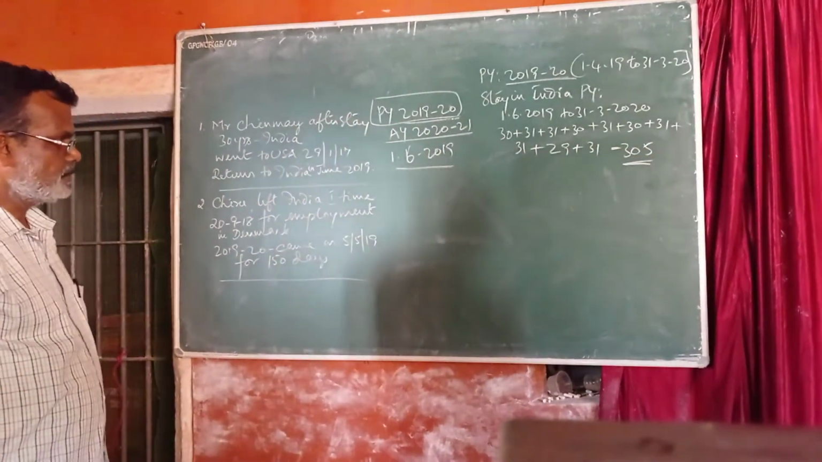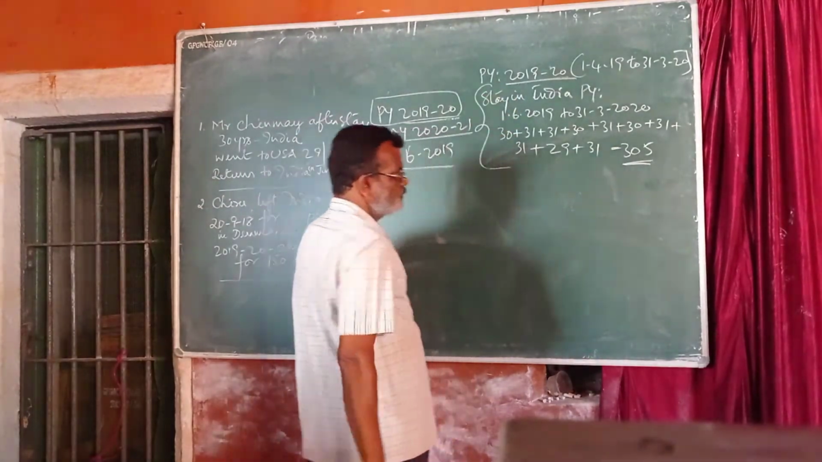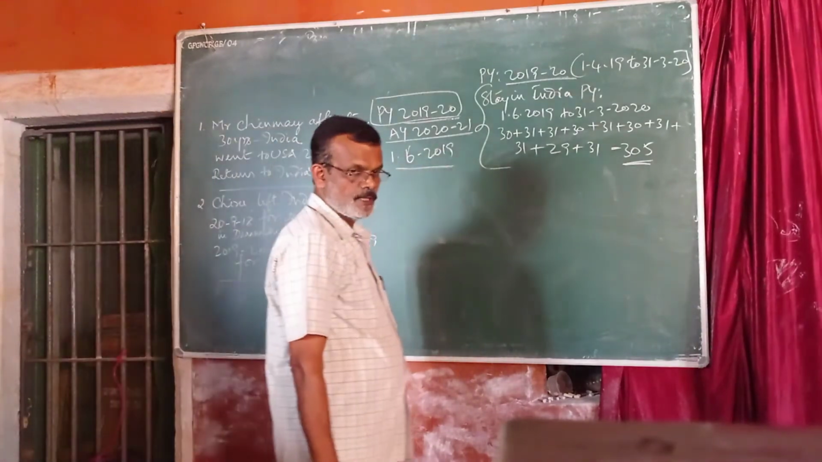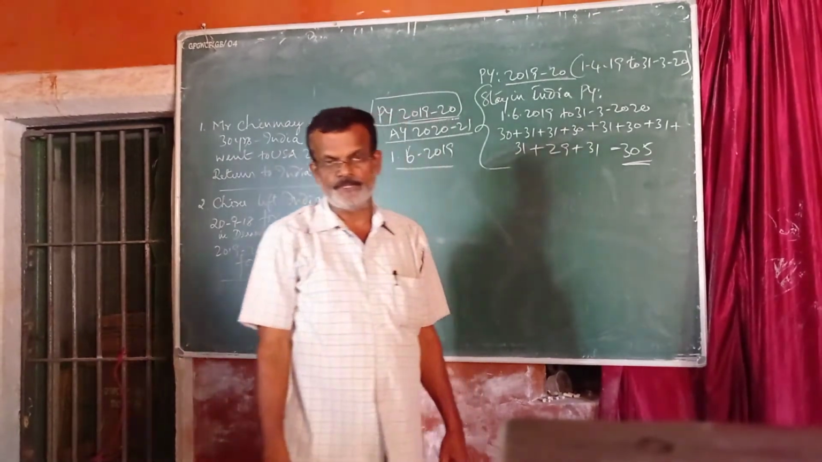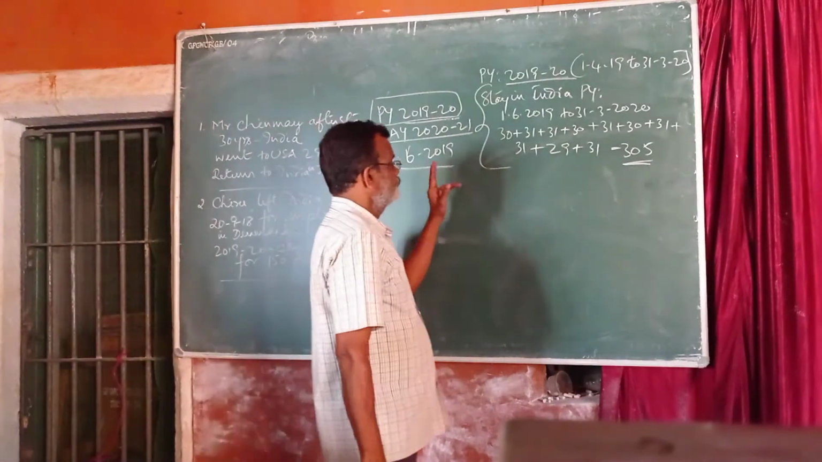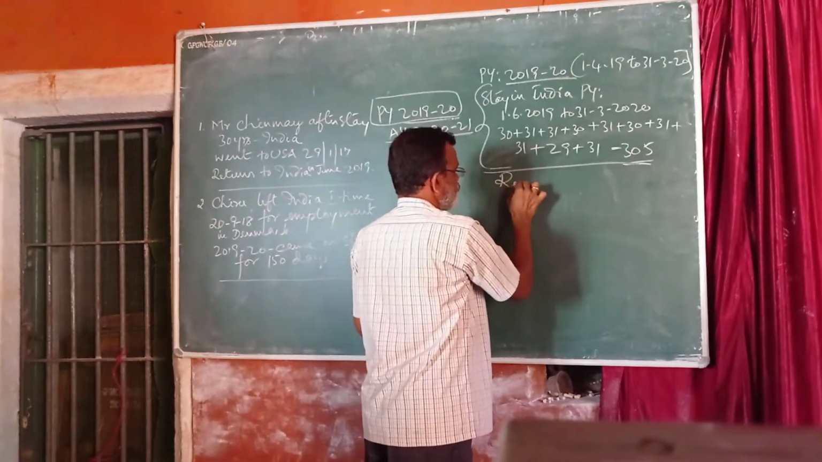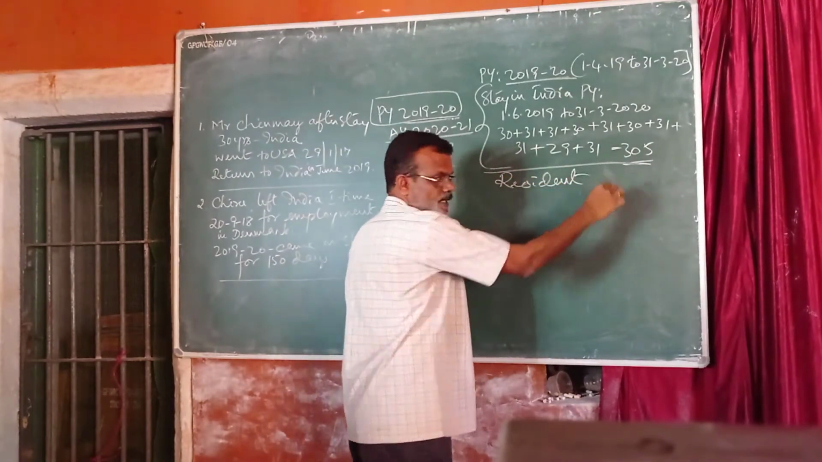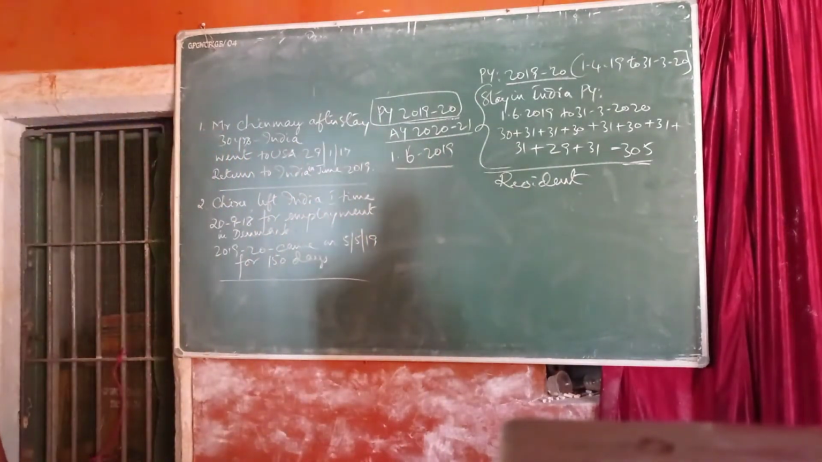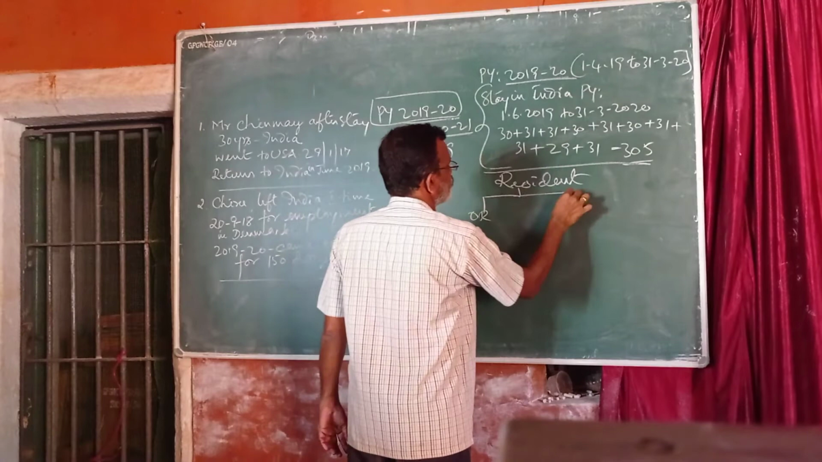During the previous year 2019-20, Mr. Chinmay stayed in India for 305 days. The first basic condition which is specified under section 6 subsection 1 is fulfilled to become a resident. Hence he is a resident for the previous year 2019-20.